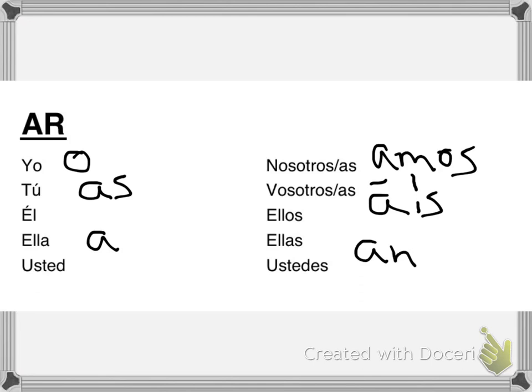Now remember that pronunciation is very important with this. If you pronounce a word incorrectly, it could change the meaning. So, just as a reminder, these are pronounced as O, as, a, amos, ais, and an.